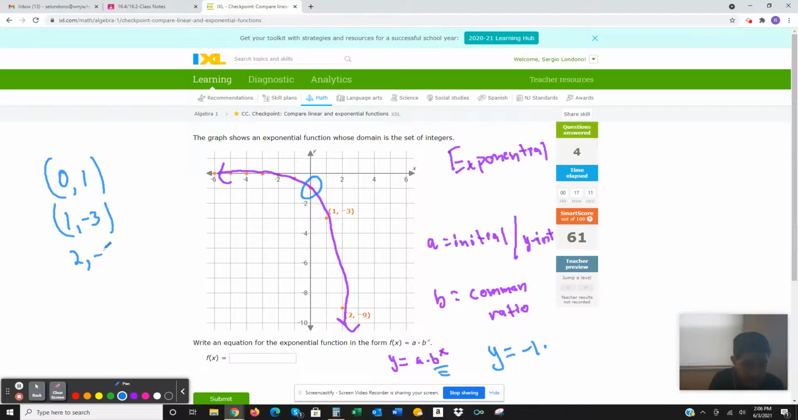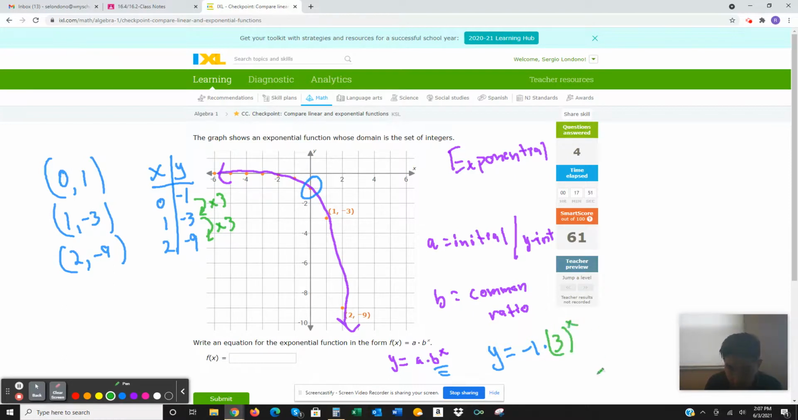I like writing it down like this because it's a little bit easier to see, or you can even do x, y: 0, -1; 1, -3; 2, -9. Okay? So I know I need to find the pattern here. I already have my initial value. I know it's multiplication or division because it's exponential. So what am I multiplying by every single time? I can see that I multiply times 3, times 3. So my common ratio is 3, and the equation has 3 to the x.